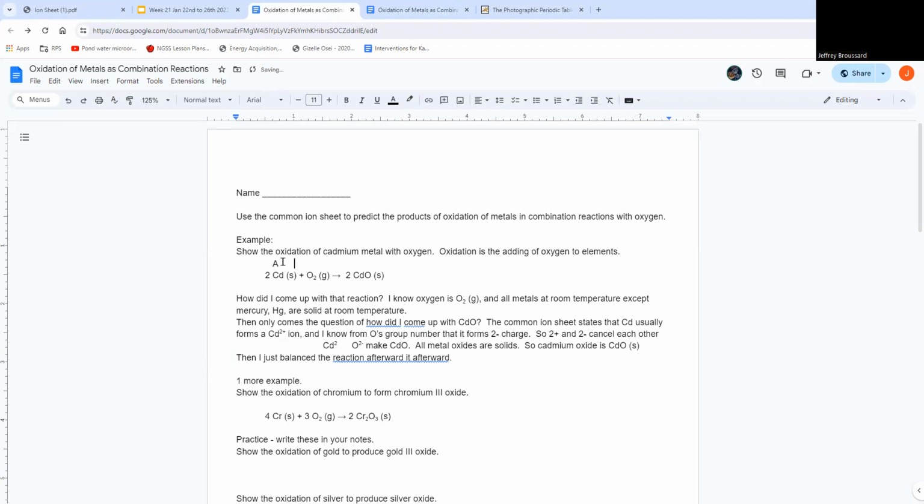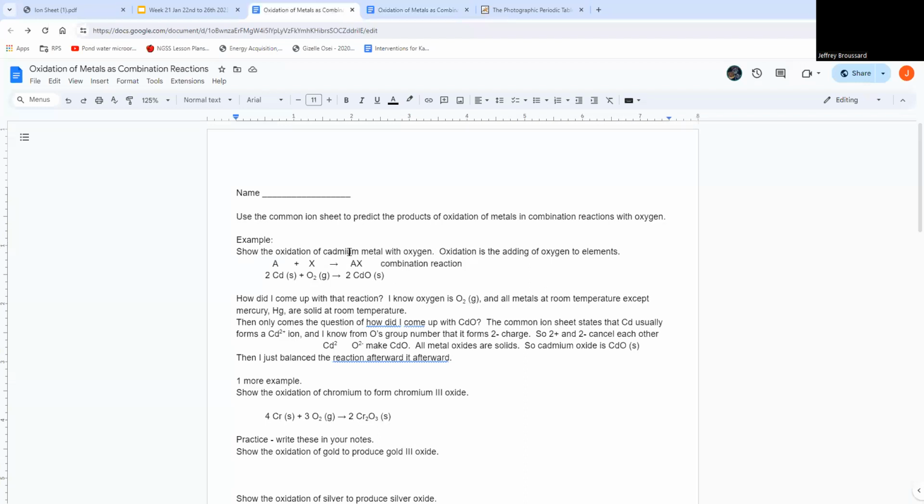A plus X makes AX. So you should think of that as a combination reaction. And I wrote Cd because that's the abbreviation for cadmium. Oxygen, O2. That's how we find oxygen in nature, as O2 gas. And that's going to make cadmium oxide.